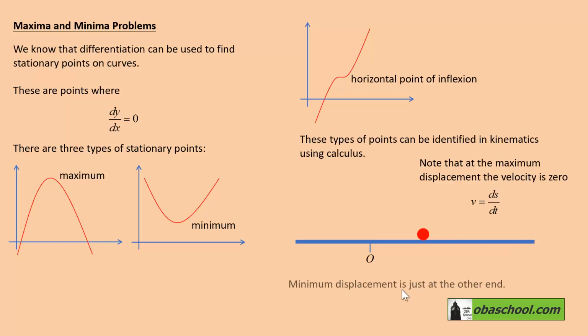If we're asked for a minimum displacement, it's just at the other end. Now, if this object continues moving in the subsequent motion, there may be a minimum, or it may just be at a start or end point. Our object started at the origin, and therefore the minimum displacement would be 0 for the motion that we saw.